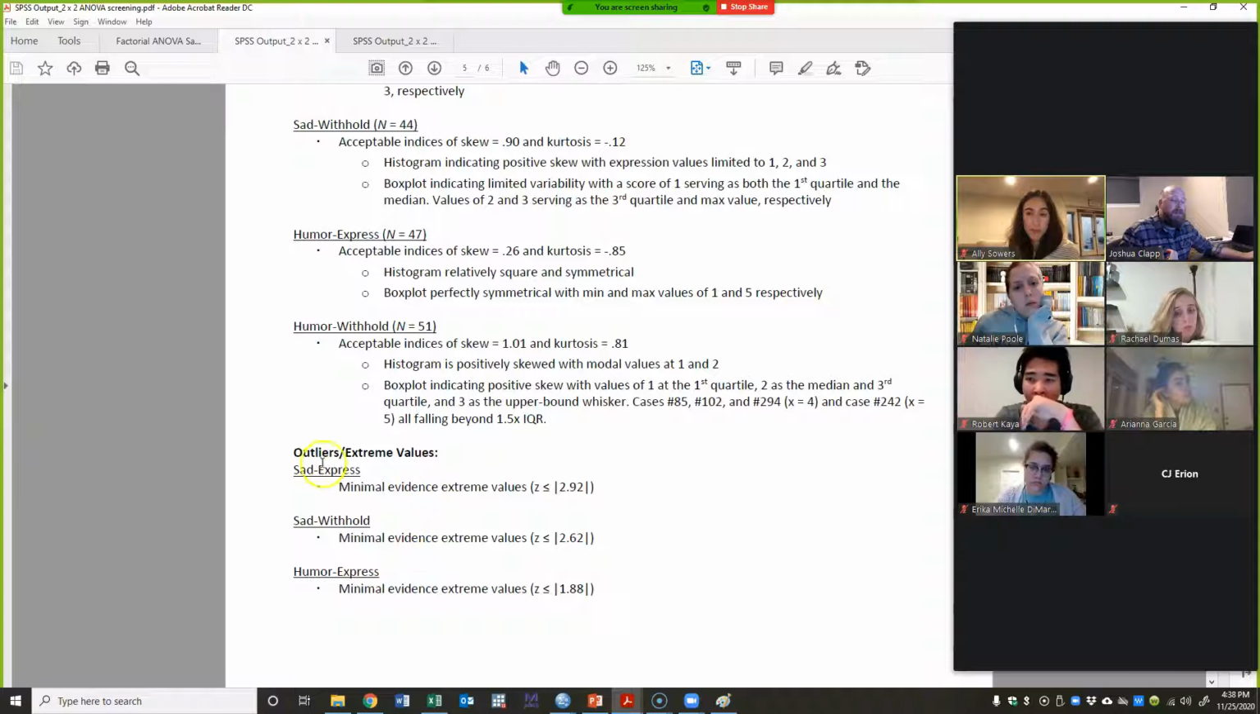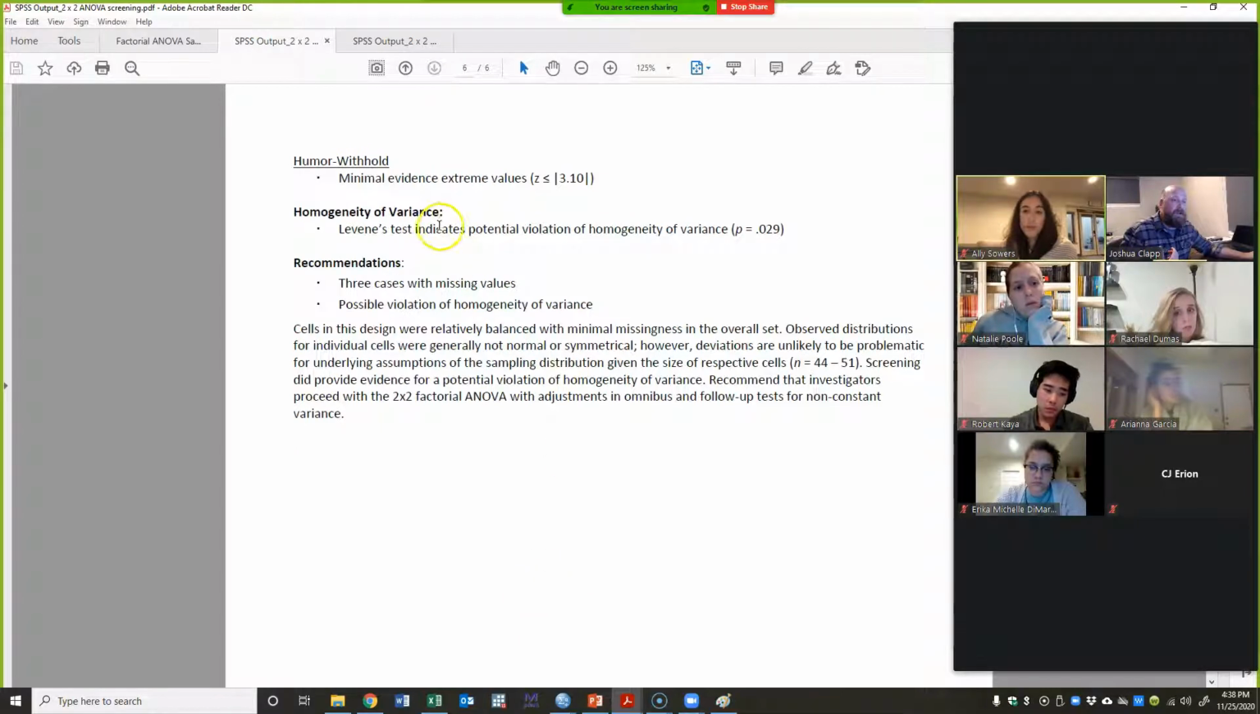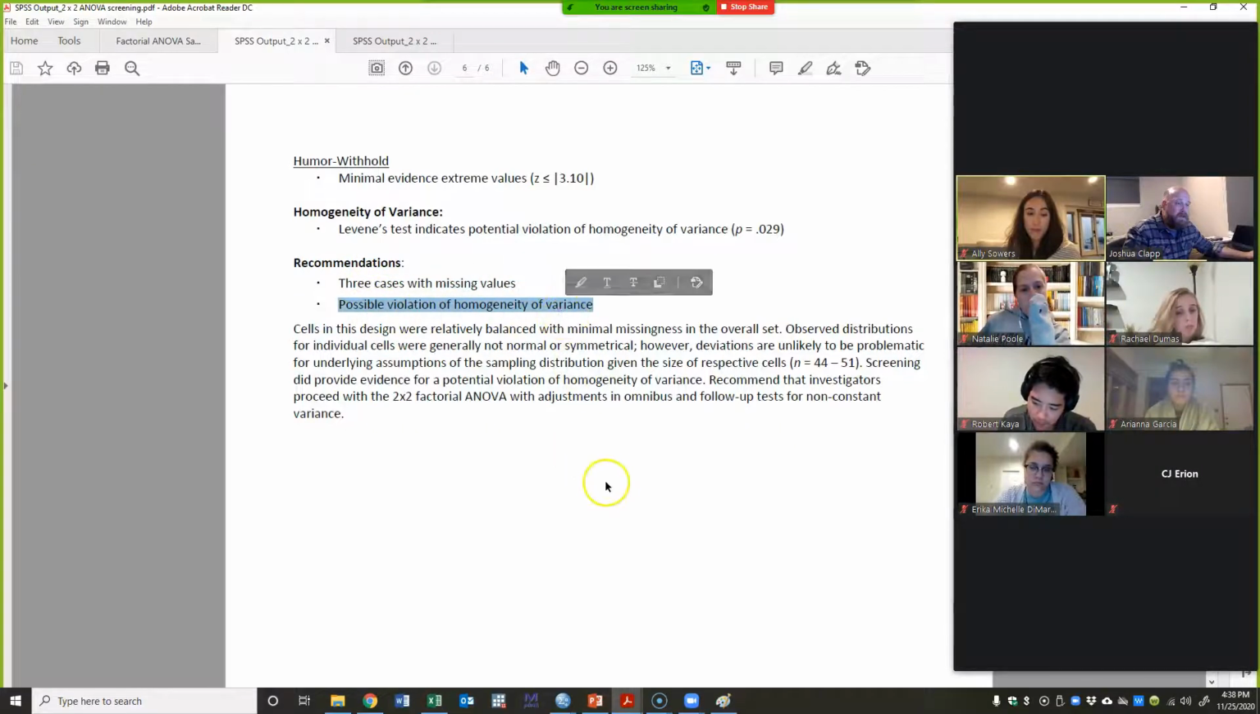My extreme outliers, extreme values: nothing much going on here, nothing much going on here, nothing much going on here. Minimal evidence of extreme values. You could make a report and say, hey, there's some stuff going on here if you want to. But again, for screening purposes, it's not going to be anything huge. But it might be worth saying, hey, there were a couple people who snuck out. We're going to ask for a Levene's test when we actually run our ANOVA model, but that's where that's going to come from. Looks like we may have a potential violation of homogeneity of variance, so I wanted to keep that in mind. In terms of recommendations, we've got 3 cases with missing values and a possible violation of homogeneity of variance.